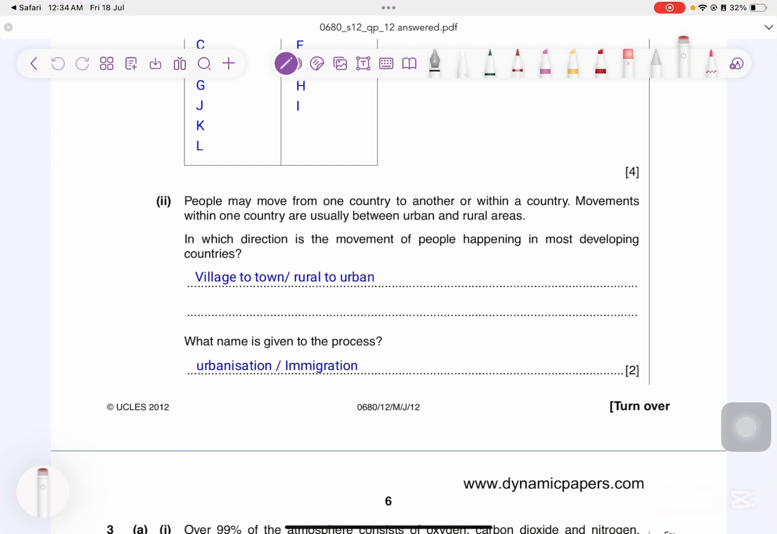That's why they move to have better facilities such as education, medical, food, job opportunities. Living standards there are better, clean roads and houses, just better. Everything is better in cities. What is the name given to this process? It's urbanization. Why do we call it urbanization? Because they move to urban areas. Okay, urbanization.